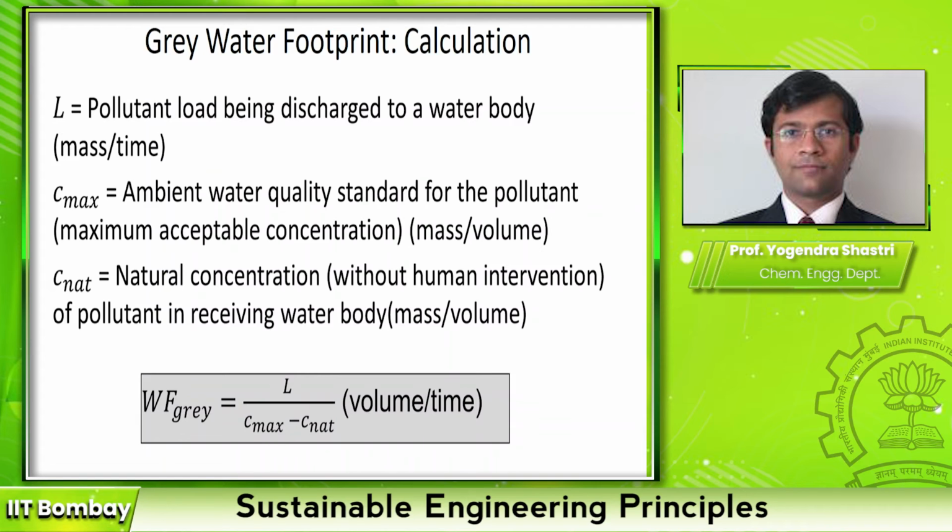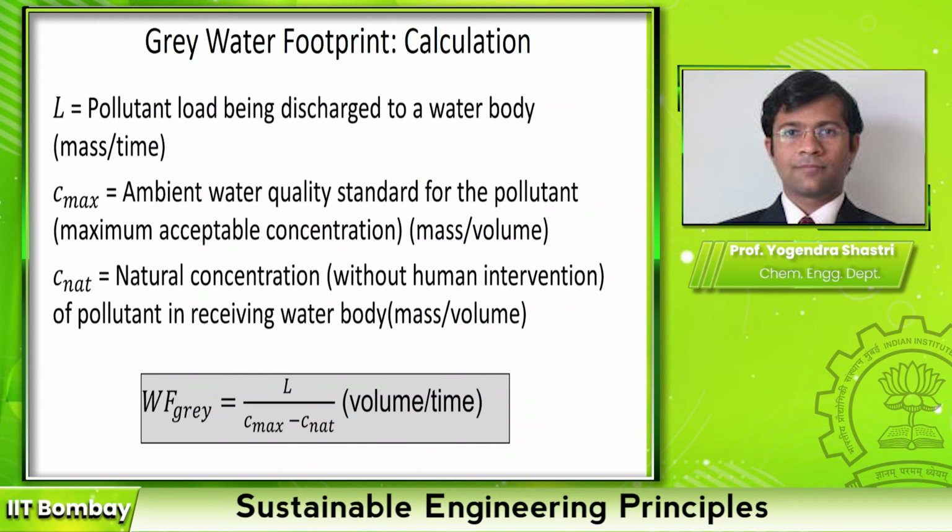This is again expressed in terms of mass per unit volume. So this could typically be mg per liter or microgram per liter and so on. So given these three numbers, the grey water footprint is defined as the ratio of L and C max minus C nat. This is indicated in the slide. And the final unit of grey water footprint is volume per unit time. So this could be meter cube per year, meter cube per month, and so on.